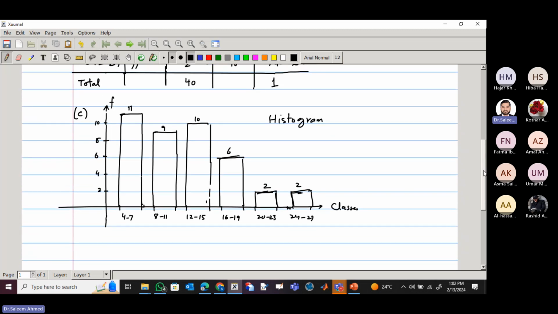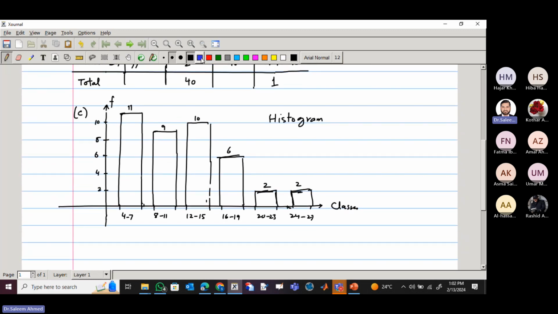For polygon, you can use the same page if you want. What we do, we take the middle point and put a point on 11. Similarly, middle point of the second class, 9, right? 10. So we take the middle points of each class, and at the top of that, we just put a point, right? And then we join the points by straight lines, okay?